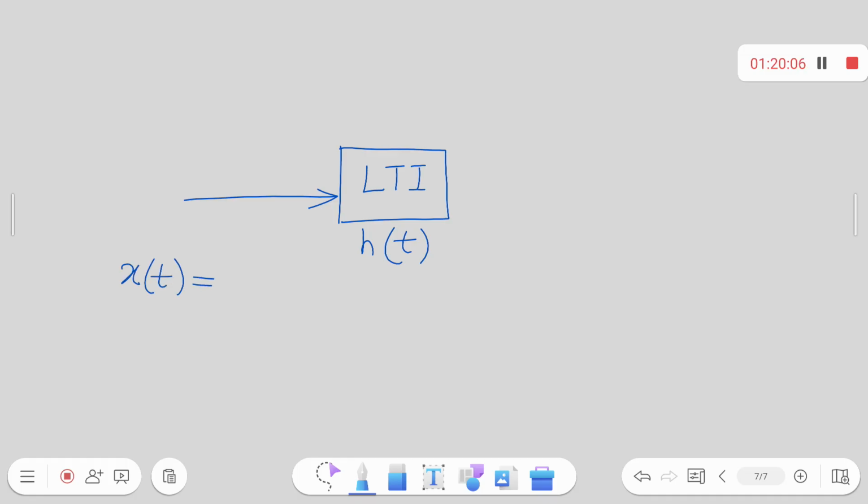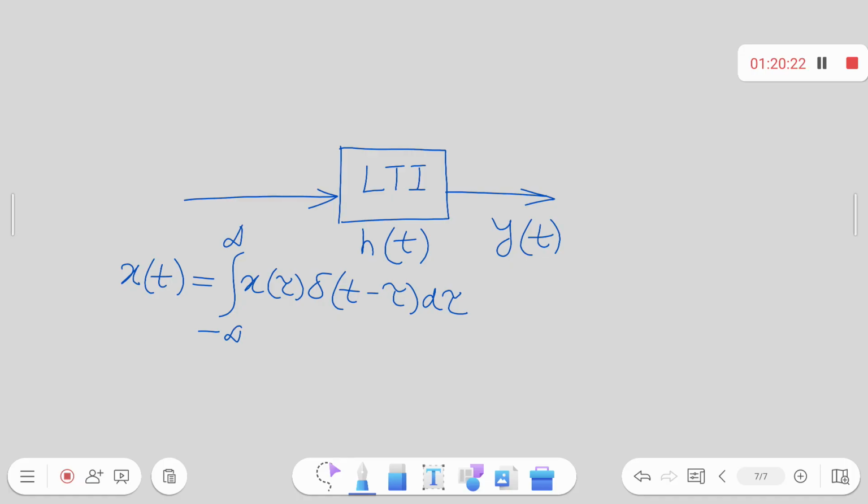Now, let's say you have an LTI system whose impulse response is given by h of t, and the system is excited with some x of t, which is given by the integral from minus to plus infinity of x of tau delta t minus tau d tau. What should be the output then? Y of t.